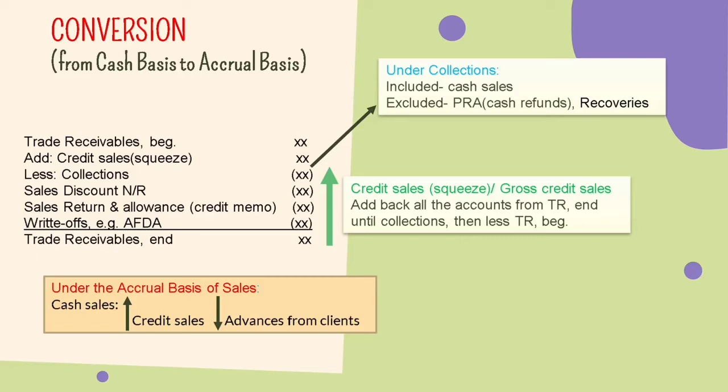The cash sales less the refunds, add gross credit sales less credit memo on sales will be the total sales. Thus, under the accrual basis of sales, cash sales is increased by credit sales and decreased by the advances from clients.